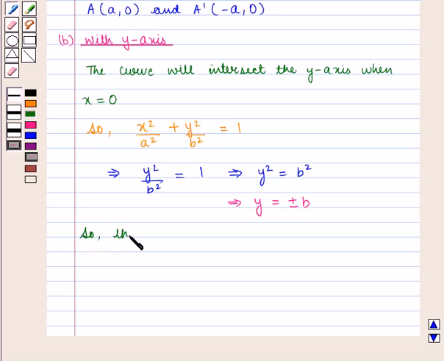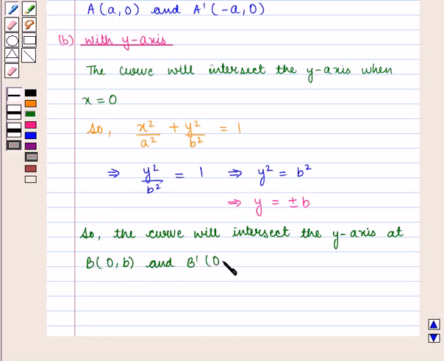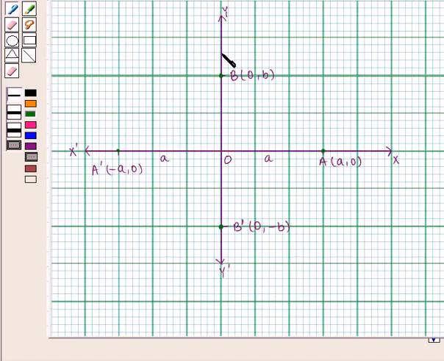So the curve will intersect the y-axis at the point B with the coordinates 0, b and point B dash with the coordinates 0, minus b. That is, the curve will intersect the y-axis at two points B with the coordinates 0, b and B dash with the coordinates 0, minus b. Now, as b is less than a, therefore, distance from center, say O, to B and B dash will be less than distance from center O to A and A dash, that is, OB and OB dash will be less than OA and OA dash.